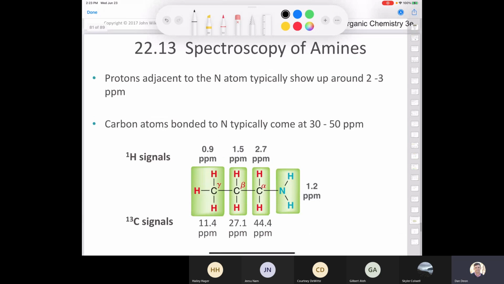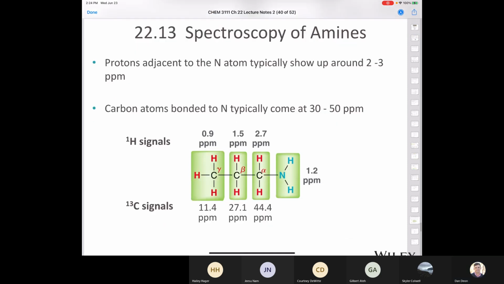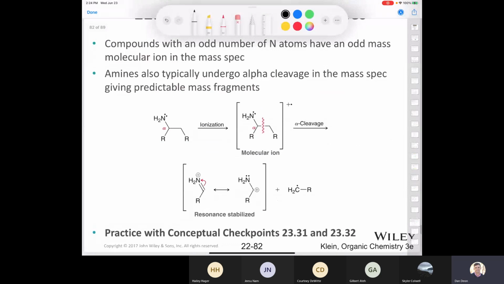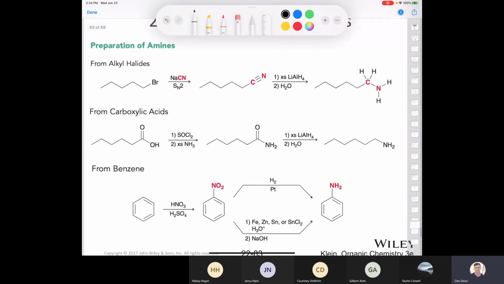What else? In spectroscopy of amines, again, just talking about proton signals here and the deshielding effects of the nitrogen. And that's really it. We talked about alpha fragmentation for compounds that have amines. We talked about the nitrogen rule and how when you have an odd number of nitrogens, you have an odd mass for your compound. But this is a really good slide here at the end. It goes over all the reactions that we covered in this chapter. So let's take a look.